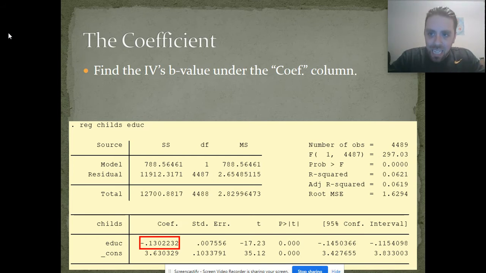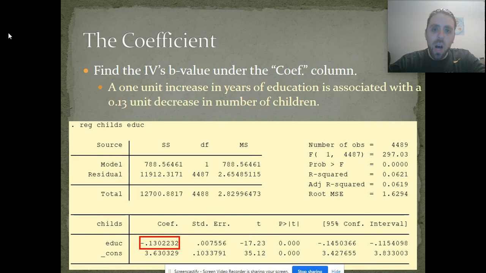Using that, I'd like you to write down or say out loud how you would interpret this coefficient for education. Okay, here's how I would interpret this. A 1 unit increase in years of education is associated with a 0.13 unit decrease in number of children.